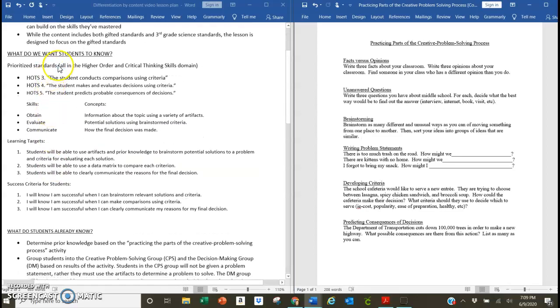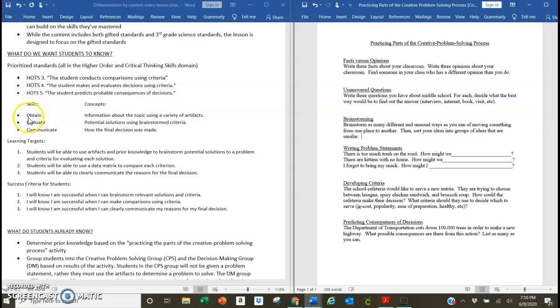Okay, so what do I want my students to know? There are 3 standards, and they're all in the higher order critical thinking skills domain. Standard 3, the student conducts comparisons using criteria. Standard 4, the student makes and evaluates decisions using criteria. And standard 5, the student predicts probable consequences of decisions.